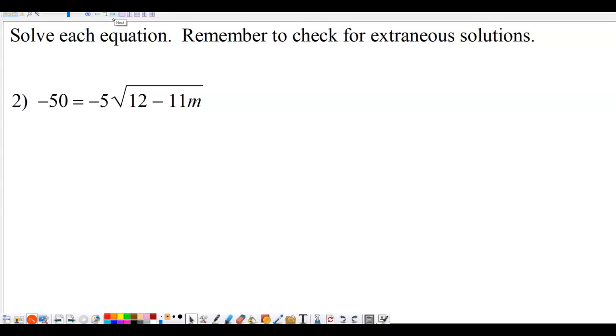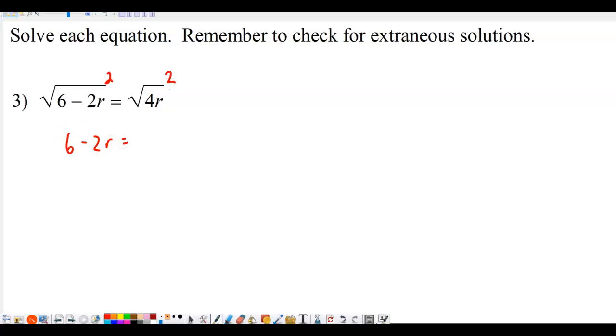Here's number 2, so I'll let you guys go ahead and handle that one. And we'll move on to number 3. This is another type of problem where there's a square root on both sides. Doesn't really change much. I don't need to get rid of any numbers that are outside the square root, obviously, but I will just begin by squaring both sides, and that cancels out the square root on both sides. And after that, you just solve like normal.